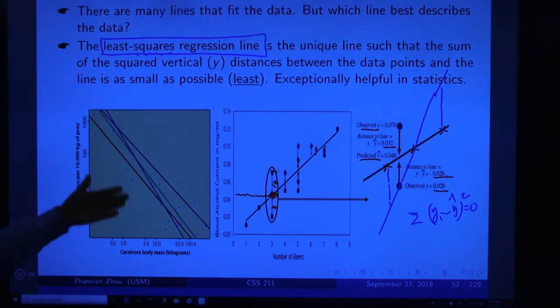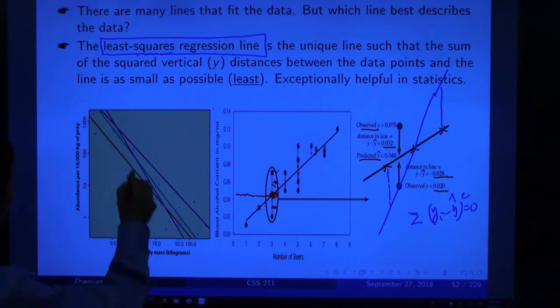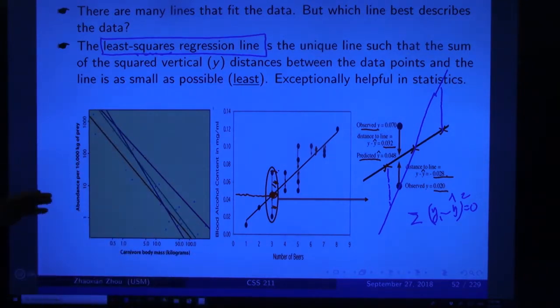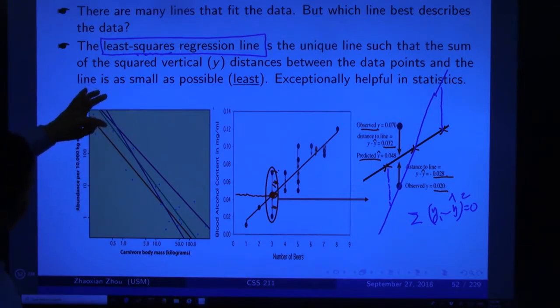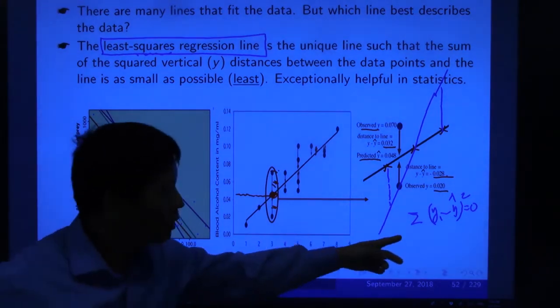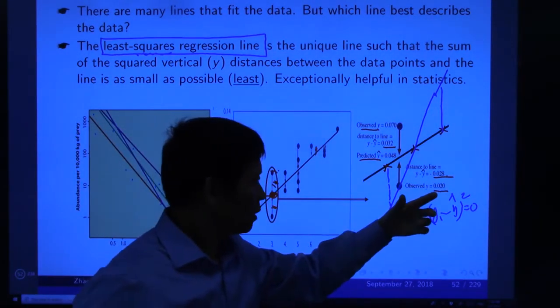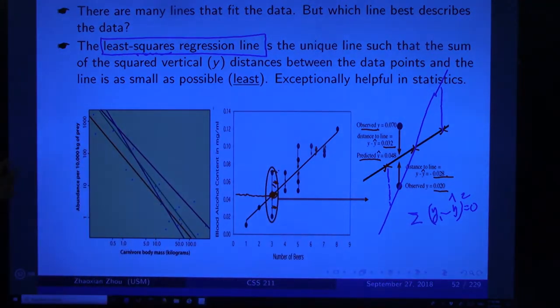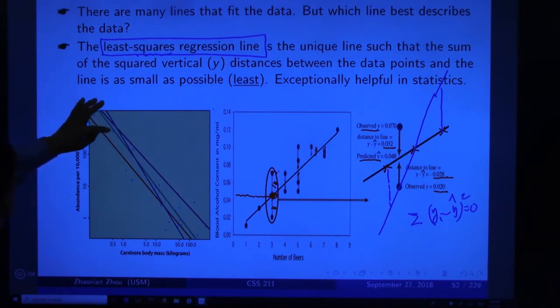So now look at this. Suppose the green line is claimed to be the least square regression line. What does that mean? That means among these 4 lines, the green line has the minimum sum of the squares of the residuals. For this point, we find the residual, this one, this residual, all positive or negative, or even 0. Then we square it, add up together.